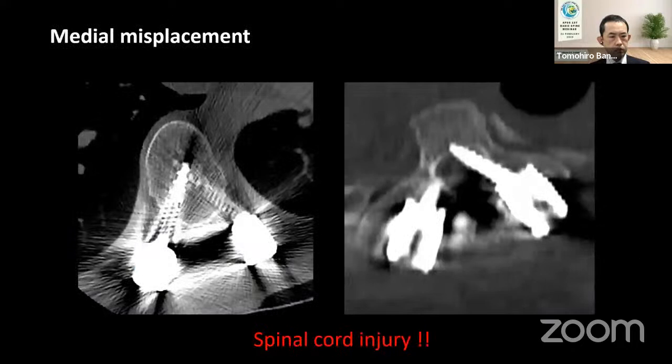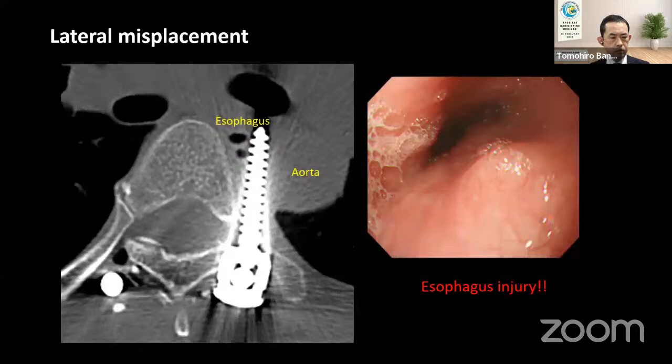Accurate pedicle screw placement is very important to prevent intraoperative complications. Like this picture, medial misplacement has a risk of spinal cord injury. On the other hand, lateral misplacement has a potential risk of vessel and organ injury. In this case, the tip of the pedicle screw injured the esophagus. So in that case, a revision is needed.